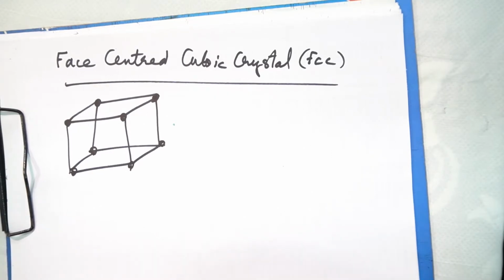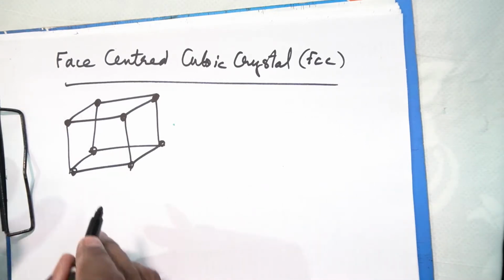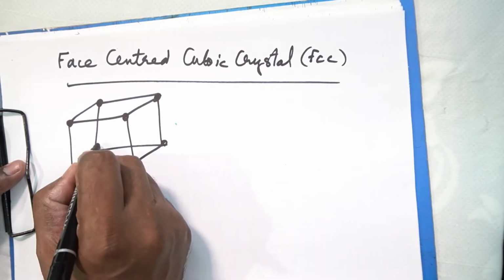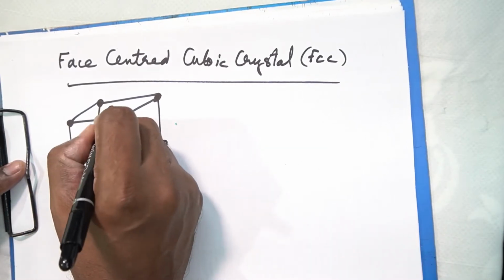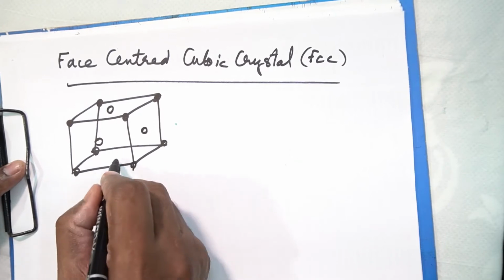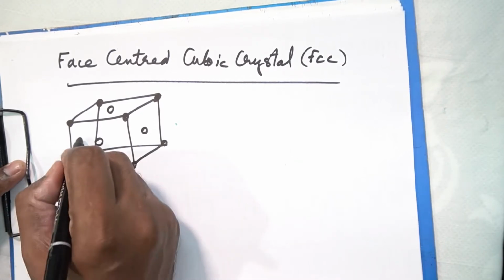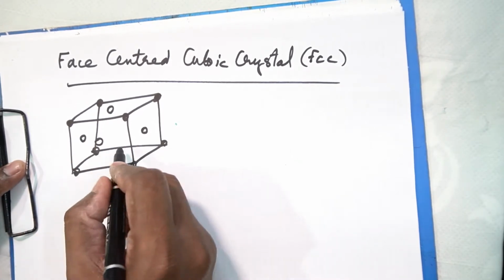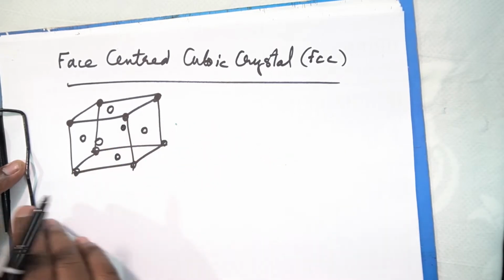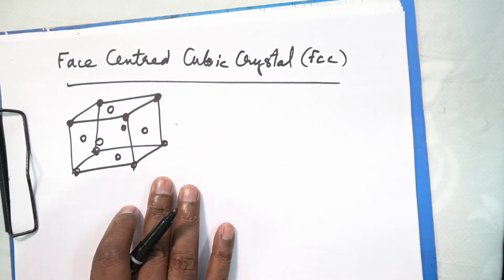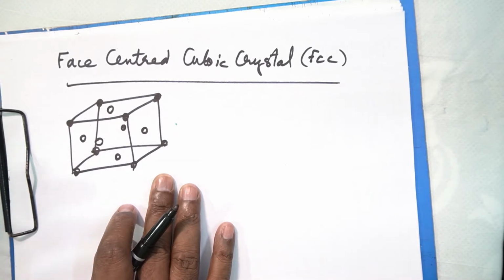So there are 8 corners. On each of these corners there is an atom, and then there are 6 faces. A cube has got 6 faces. On all the 6 faces there is one atom. So you find one atom on this face, one on this face, one on this, and one on the lower face, and one on this face, and one at the back face. So this is what is called a face-centered cubic crystal, FCC.